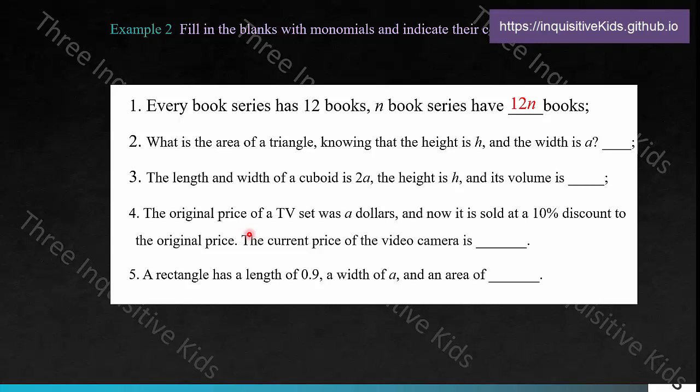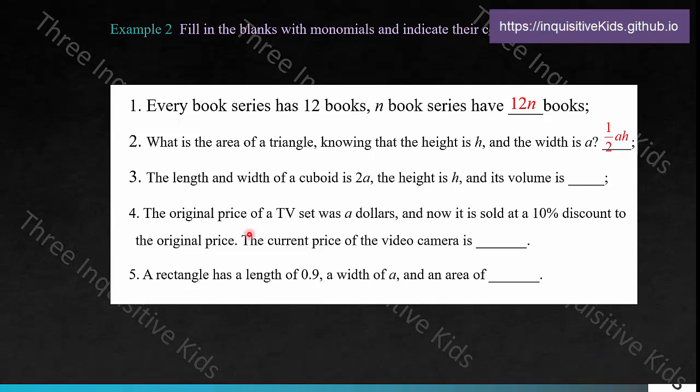2. What is the area of a triangle, knowing that the height is h and the width is a? I'm sure you remember how to calculate the area of a triangle. It's always going to be the width times the height divided by 2, or times 1/2. So that would be 1/2 ah.